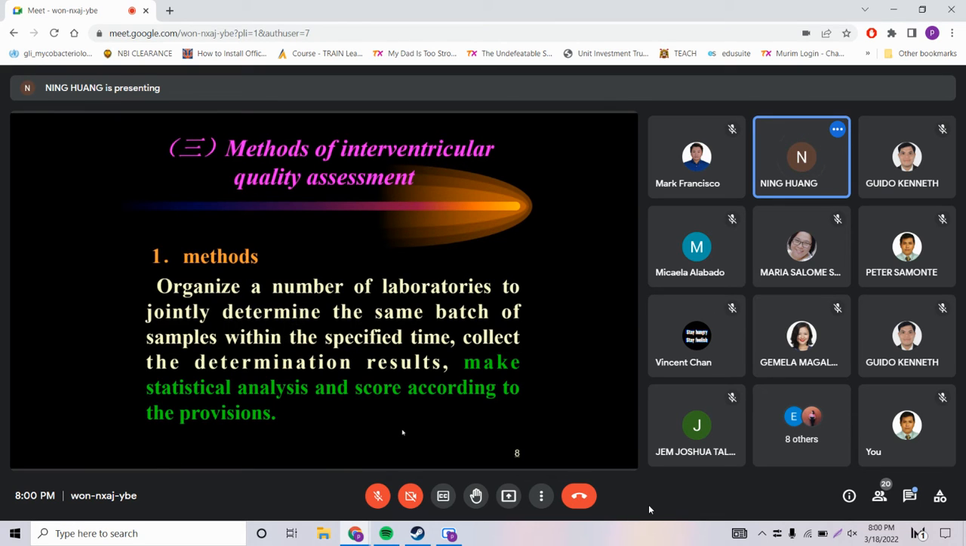Third, methods of interlaboratory quality assessment. Firstly, methods. Organize a number of laboratories to jointly determine the same batch of samples within the specified time. Collect the determination results, make statistical analysis, and score according to the provisions.